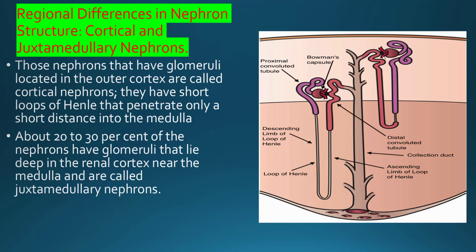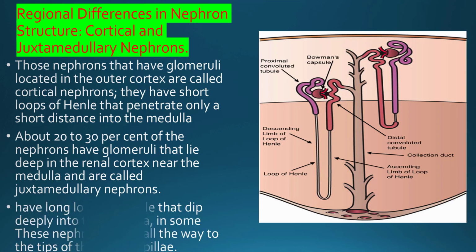About 20 to 30% of the nephrons have glomeruli that lie deep in the renal cortex near the medulla and are called juxtamedullary nephrons. These are the cortical nephrons and these are the juxtamedullary nephrons, because they lie near the medulla.